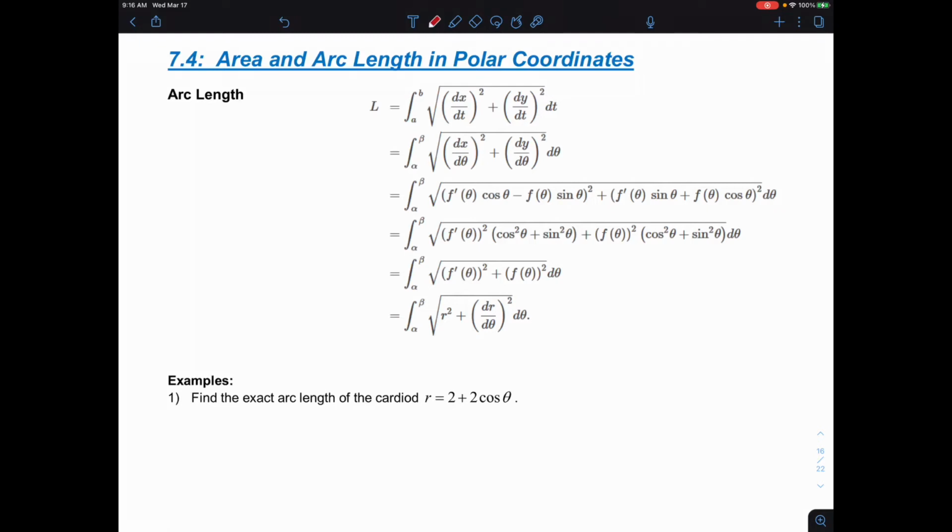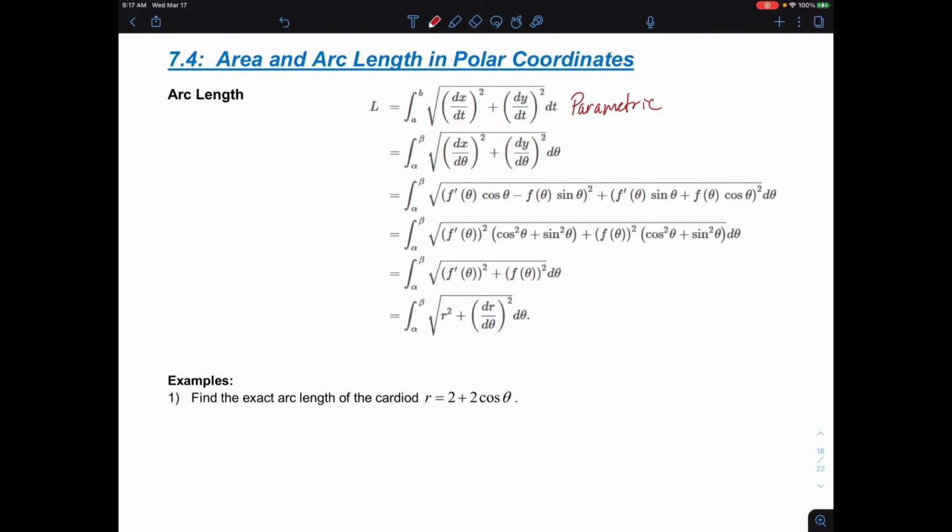So in section 7.4 for calculus 2, we are going to be talking about the area and the arc length of polar coordinates. So thinking about the area and the arc length, let's start with the arc length. With the arc length, we know our parametric equation, and our polar is very similar because polar is also done in terms of x, in terms of y.